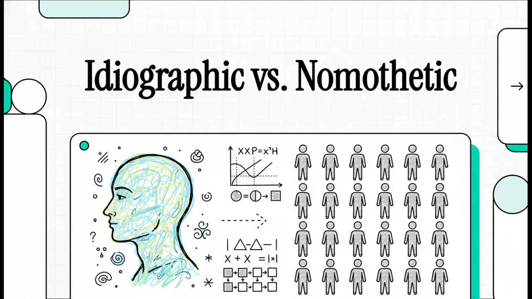So when we try to understand people, what's the better way to go? Should we be looking for big universal laws that apply to everyone? Or should we zoom in and try to understand one single person in incredible detail? This very question, believe it or not, is one of the biggest debates in all of psychology. Let's get right into it.